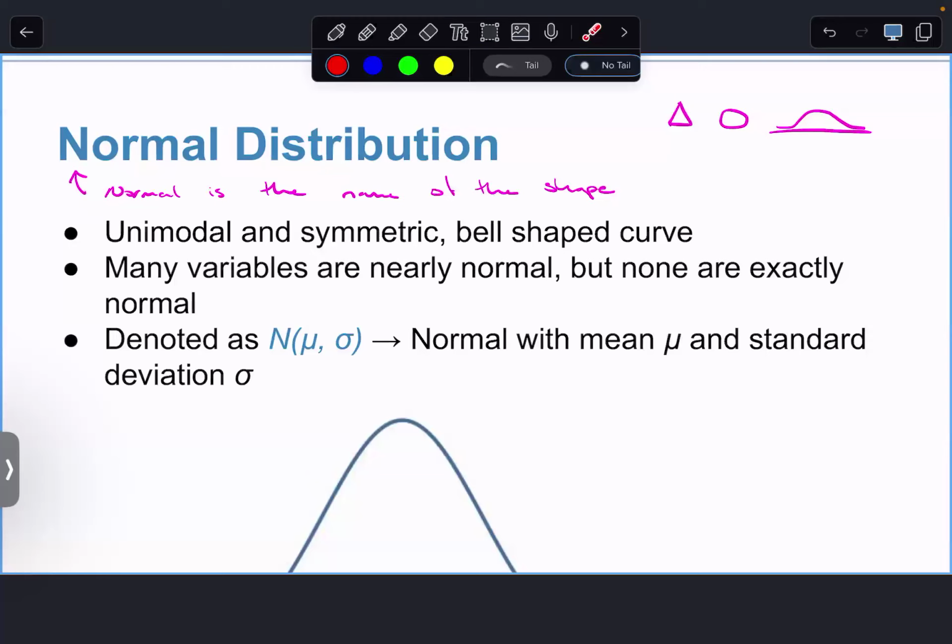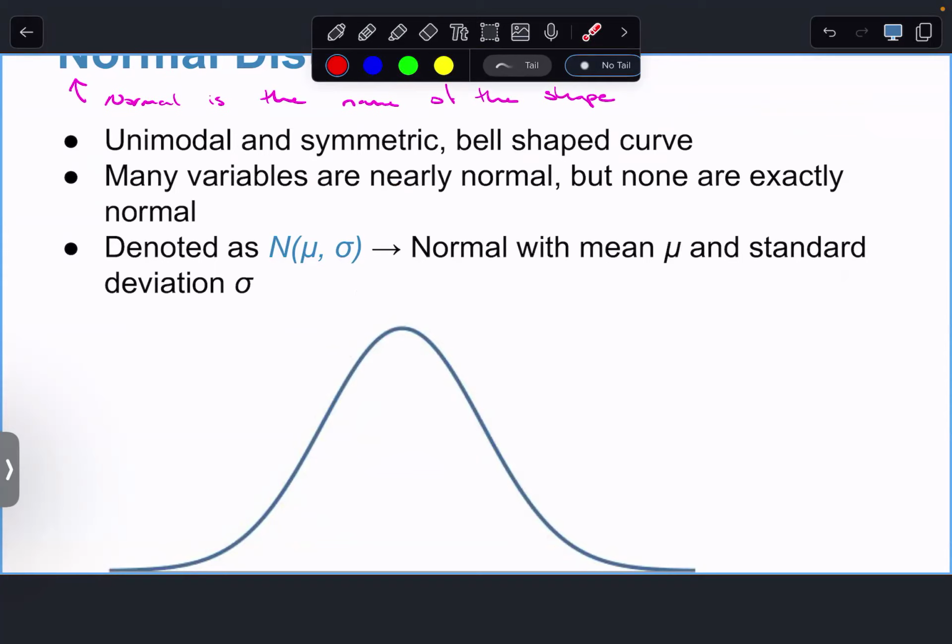What's kind of fun is there are a lot of things that we could measure. Now we're on a continuous scale, right? When we're measuring for the normal distribution. And so a lot of things follow a normal distribution. And so that's where we're starting, because a lot of things follow a normal distribution. The problem is that none are exactly normal, but we'll kind of ignore that.